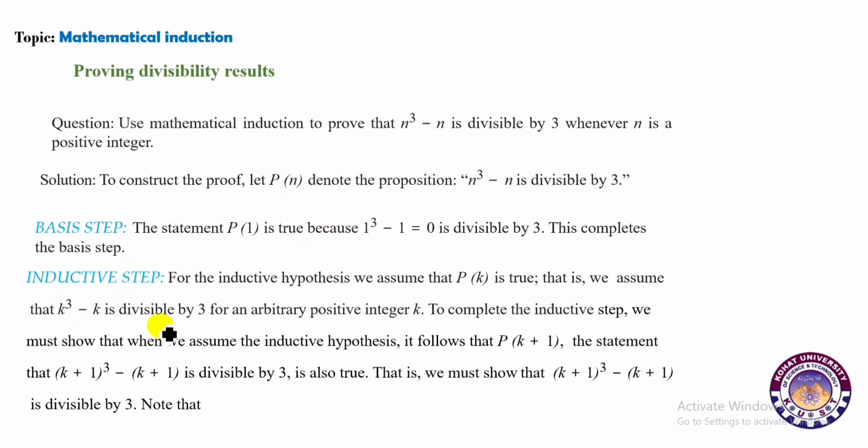On the basis of this assumption step, we show that (k plus 1) cube minus (k plus 1) is divisible by 3. Since (k plus 1) cube minus (k plus 1) is equal to this, as (a plus b) whole cube is equal to a cube plus b cube plus 3a square b plus 3ab square, according to this formula we can write this as k cube minus k plus 3 times (k square plus k).